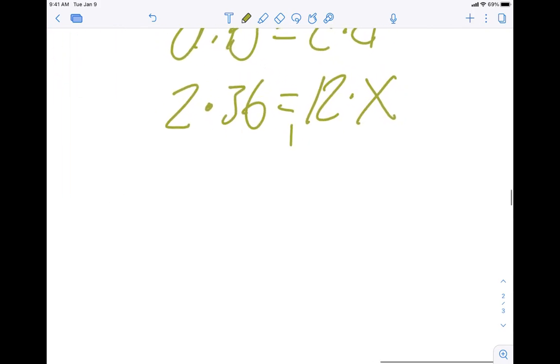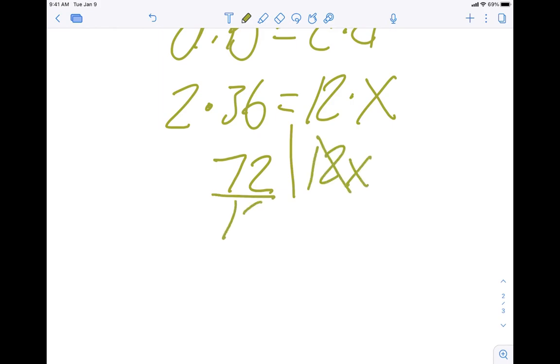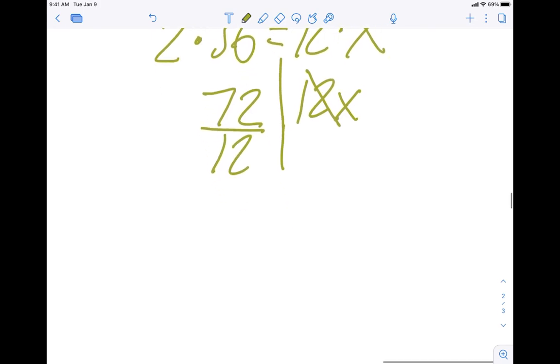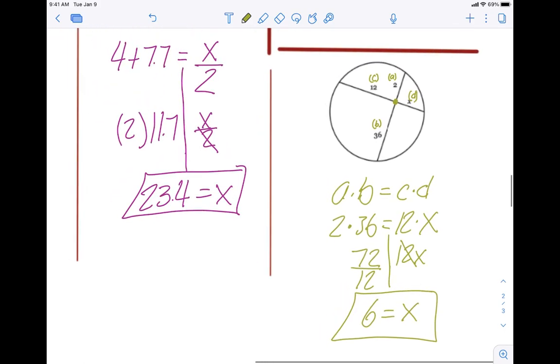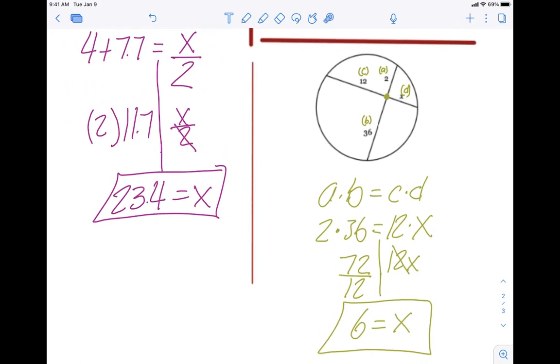All right. 2 times 36 is 72. 12 times X is 12X. The opposite of multiplying by 12 is dividing by 12. 72 divided by 12 is 6, which is equal to X. And there you go. Look at that. We have found X, right? And we did it by identifying A, B, C, D. A times B is equal to C times D. Right?